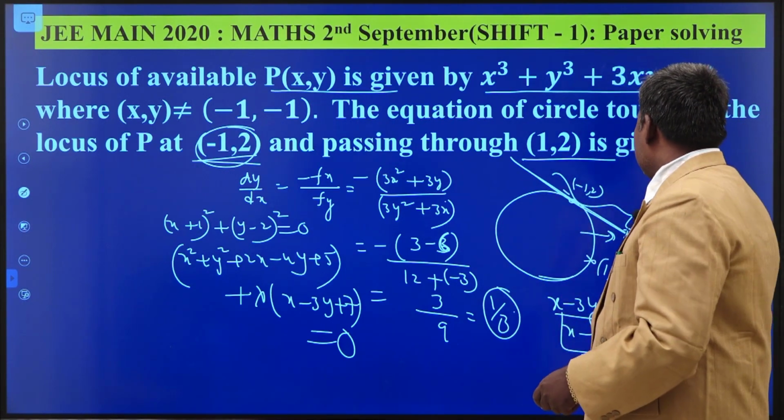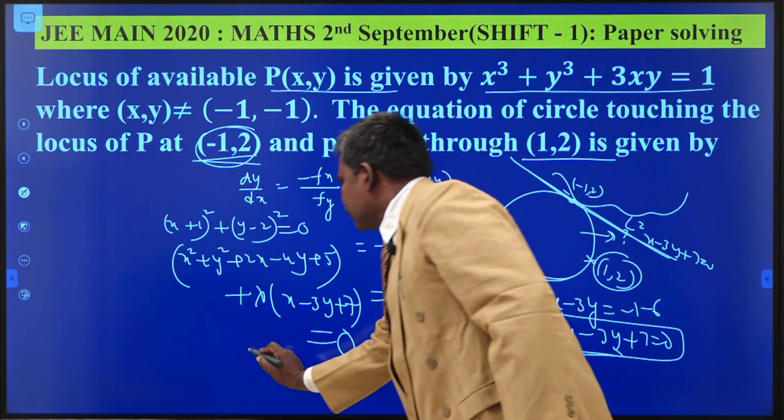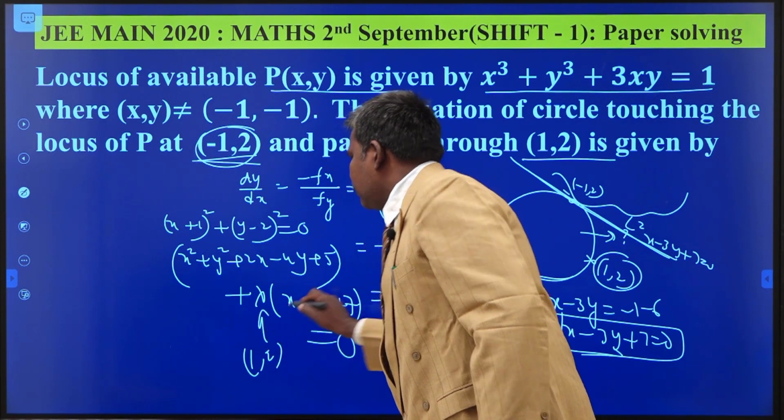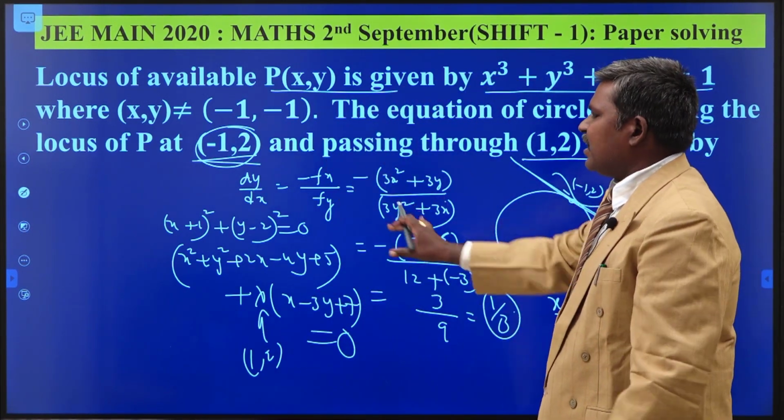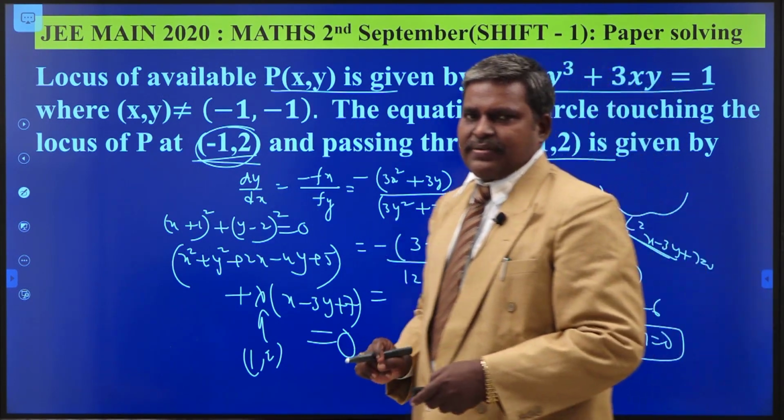This is my circle. This is passing through what? 1 comma 2. My circle passing through 1 comma 2. You just substitute the point 1 comma 2 there. You obtain the lambda. Keep lambda in that equation. We obtain the required equation of circle.